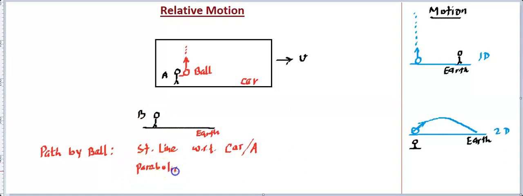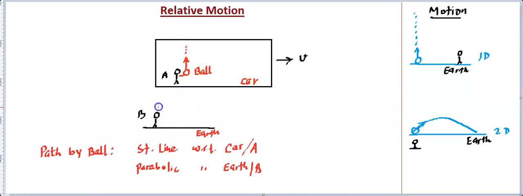A parabolic path with respect to ground, earth, or observer. You can name the observer: observer is B. So you see the same motion of the ball is different for two different observers, right? And this is because of the relative motion. That means the motion of the ball relative to the car, that's one case. Then the motion of this ball relative to the earth.